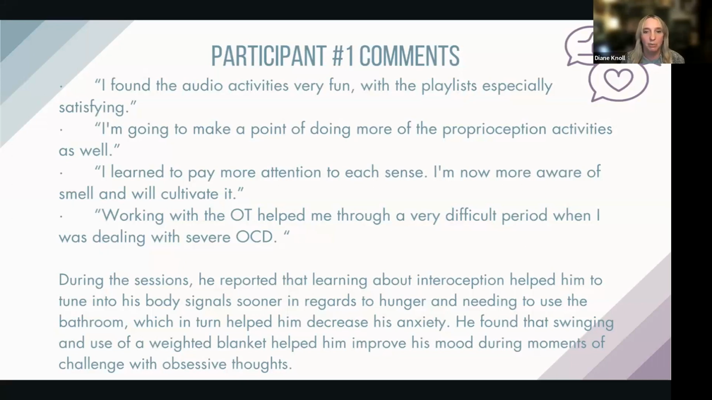During the sessions, he reported that learning about interoception helped him to tune into his body signals sooner in regard to hunger and needing to use the bathroom. And what he found is that because he could tune in sooner, that really helped decrease his anxiety, because I think they weren't sneaking up on him at the last minute. He also found that swinging and use of a weighted blanket really helped him improve his mood during moments of challenge with obsessive thoughts.